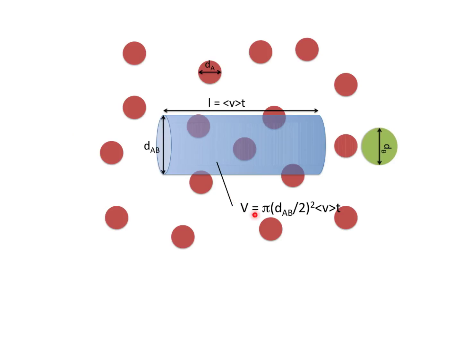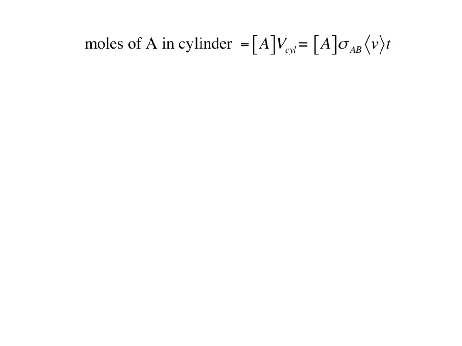Notice that the volume of my cylinder is equal to the cross-sectional area times the length of the cylinder. If we know the volume of the cylinder and the concentration of A molecules in the gas in moles per liter, then we can find the number of moles of A in the cylinder by multiplying the concentration times the volume. Remember that the number of A molecules in the cylinder is equal to the number of collisions that a B molecule has undergone with an A molecule, because B molecules will collide with every A molecule in the cylinder.